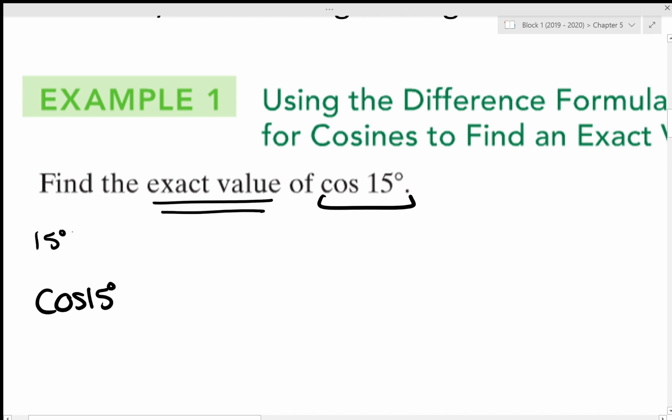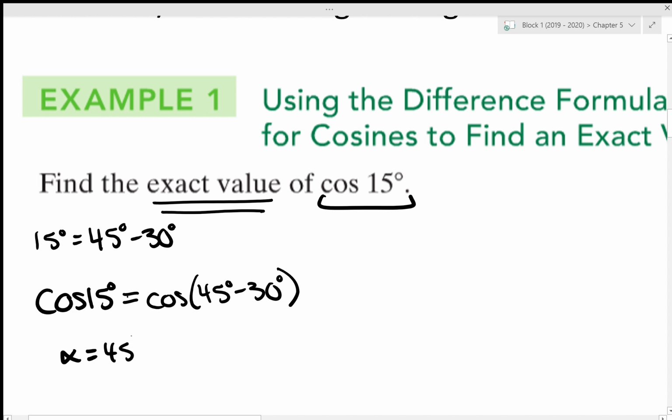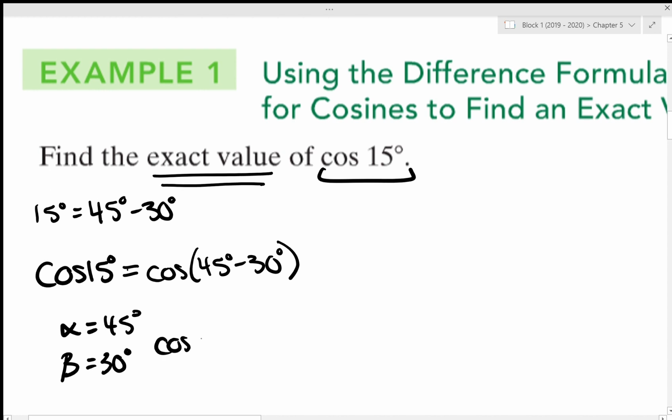I can get 15 degrees by doing 45 minus 30. So those are two angles on my unit circle, right? So I'm going to plug them in. So cosine of 15 degrees is the same as cosine of 45 degrees minus 30 degrees. So I'm doing cosine of an angle minus another angle. So my alpha is 45 degrees. And my beta is 30 degrees. And I'm doing the cosine alpha minus beta formula.